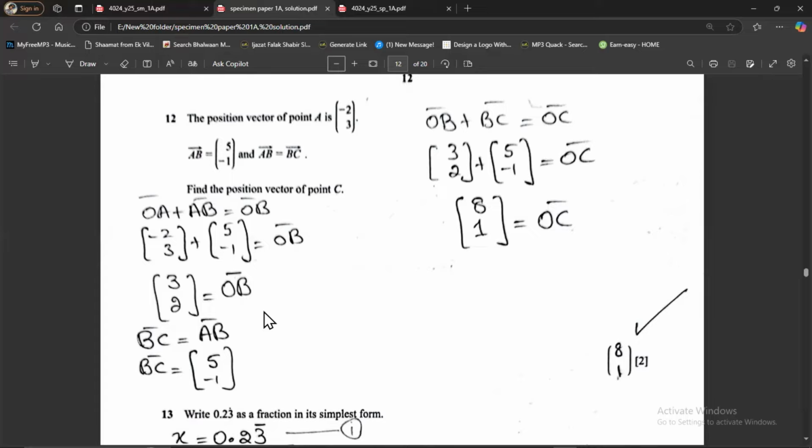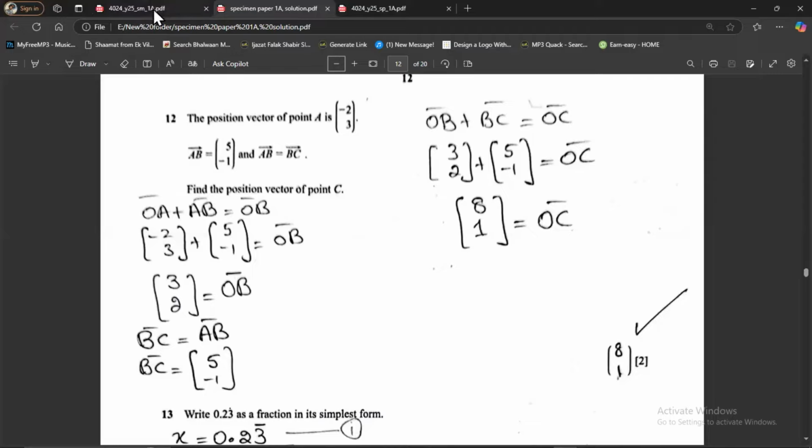They have told us in the question that BC is equal to AB. So BC is equal to (5, -1), the AB value. And apply the position vector formula on BC. It will be OB plus BC equals OC. OC is the question, the position vector of C. OB is (3, 2), and BC is (5, -1). So you will have 3 plus 5, that's 8, and 2 minus 1, that's 1. So OC is (8, 1).